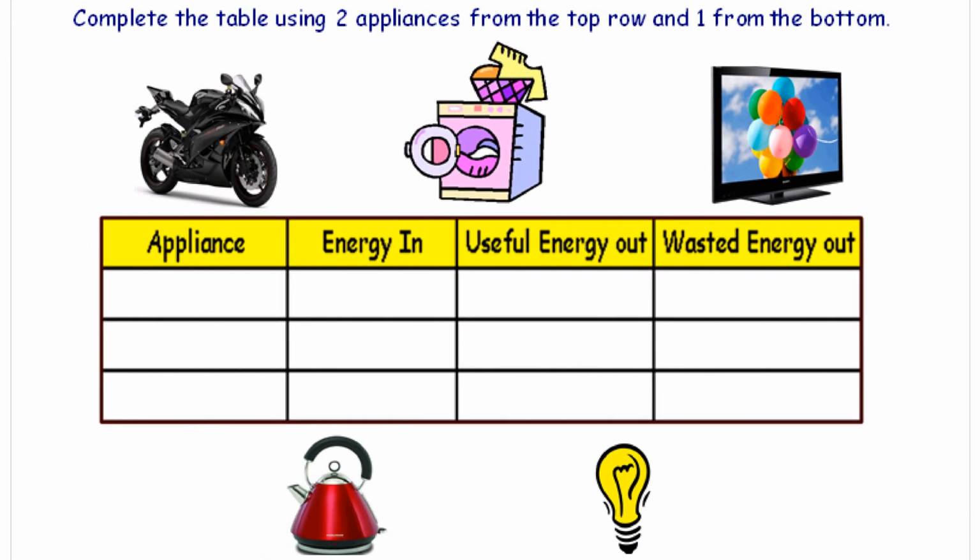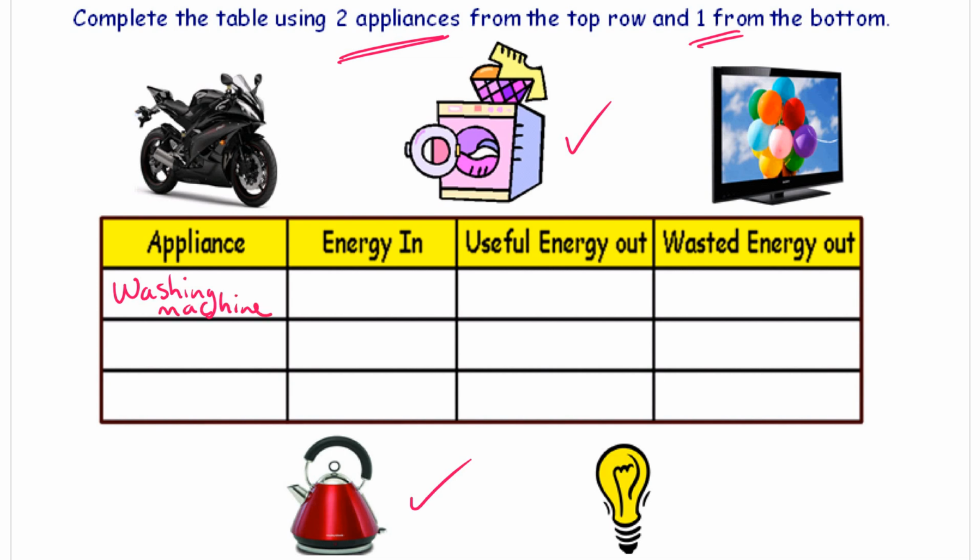We have here a table to complete. It says use 2 appliances from the top row and only 1 from the bottom. Okay. I am going to pick the kettle and I'm going to pick the washing machine as well. You pick another one from the top. So the washing machine, I'll have a go at that. Washing machine.